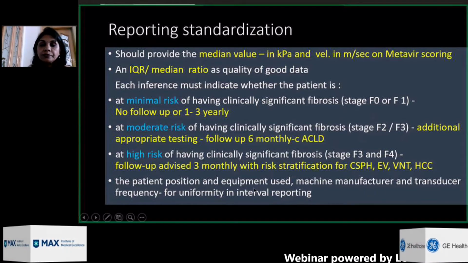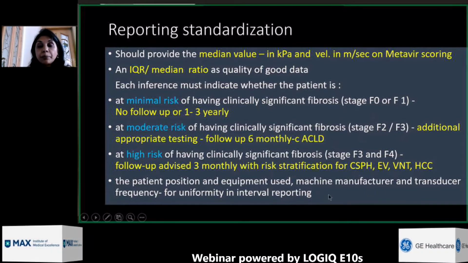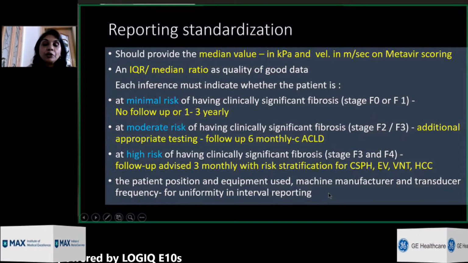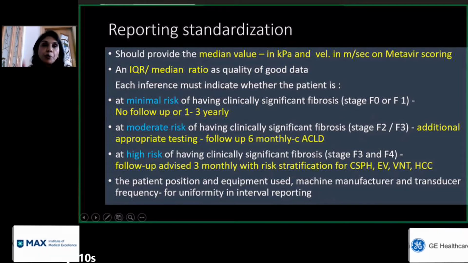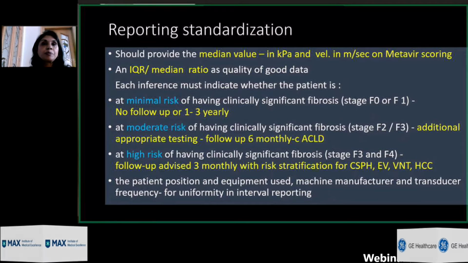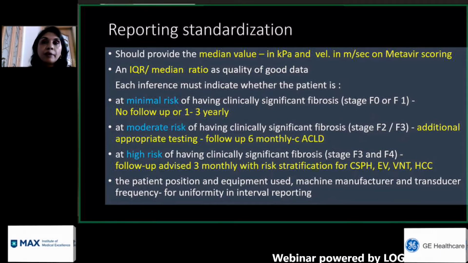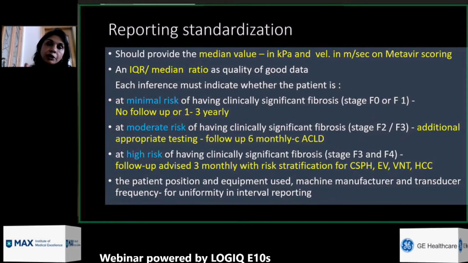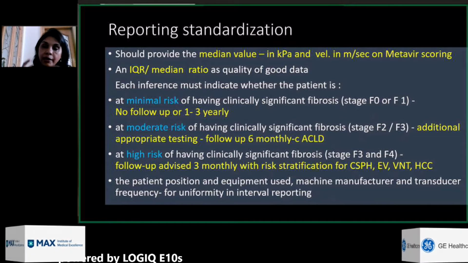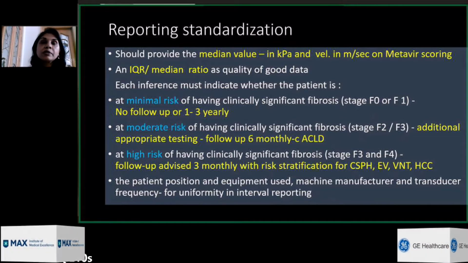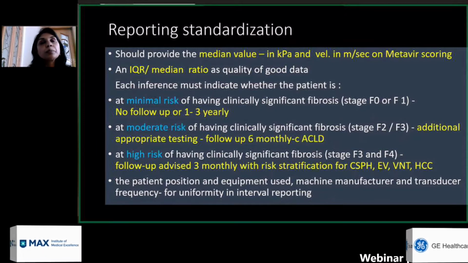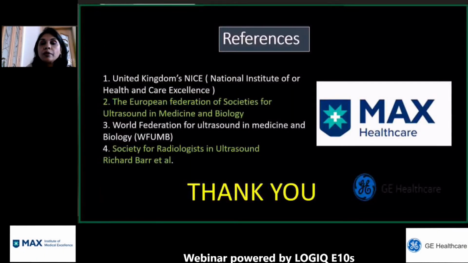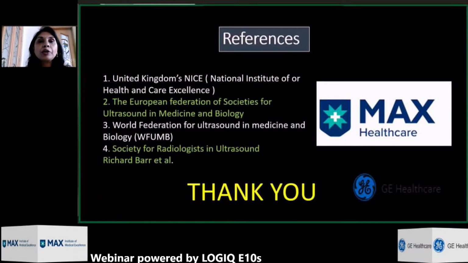Now, the one more important thing that cannot be, from a radiologist's point of view, overstated is that the patient position, the equipment that you're using, the manufacturer or your vendor, and the transducer frequency should have uniformity in your reporting format. And there should always be a mention of how and when we have done it. How I do it is that I put a mark and click an image, so that when my patient comes again, I exactly know where to do the probe placement. With this, I come to the end of my presentation. Thank you supremely for your attention and your participation.